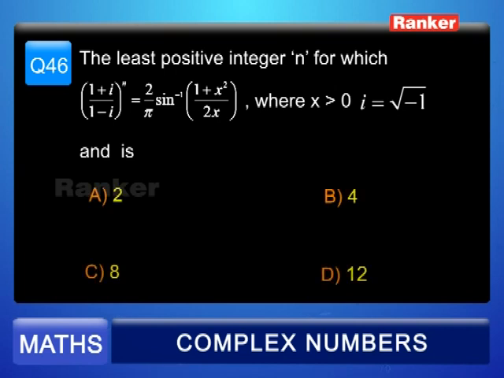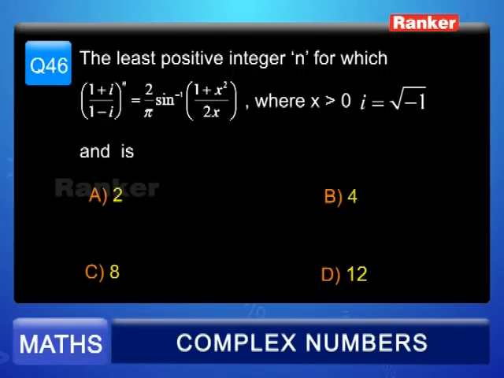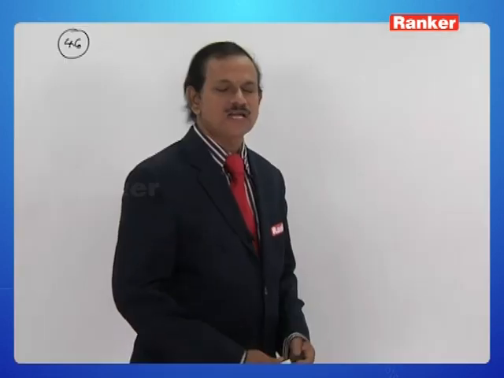Question number 46. The least positive integral value of n for which (1 plus i by 1 minus i) whole to the power of n is equal to 2 by pi into sine inverse of (1 plus x square by 2x), where x is positive and i is the imaginary square root of minus 1, is asking about. And a lengthier equation has been given for us. Let us simplify that. The options are: option A is 2, option B is 4, option C is 8, option D is 12. Let us see about the question.